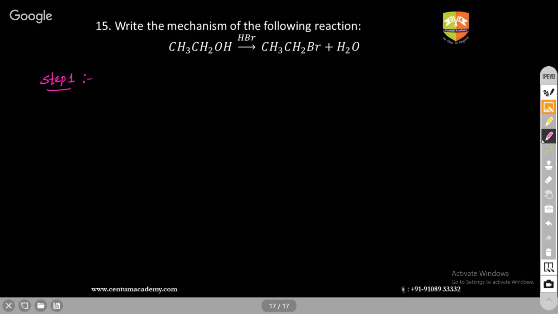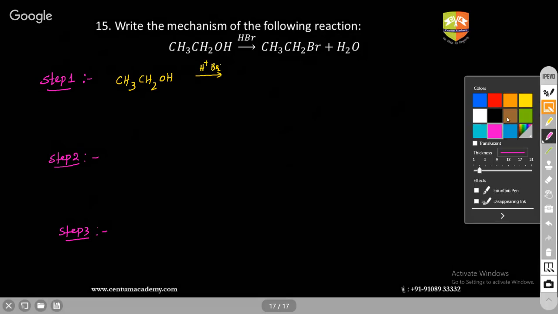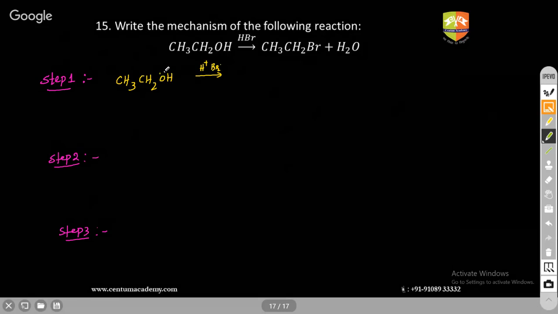Step 1. What happens in step 1? We have primary alcohol CH3CH2OH, and it would be better if you show the lone pair of electrons here. We have 2 lone pairs on the oxygen atom. This lone pair will attack onto this H plus, and this is nothing but the protonation. CH3CH2OH2 with a positive charge on it. Okay, protonation of this.